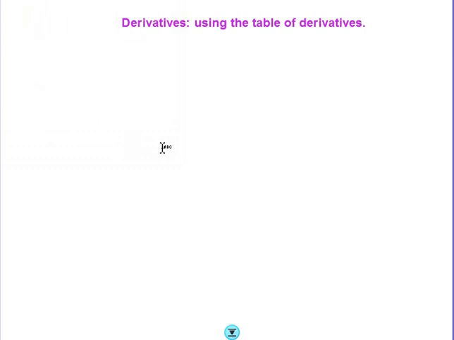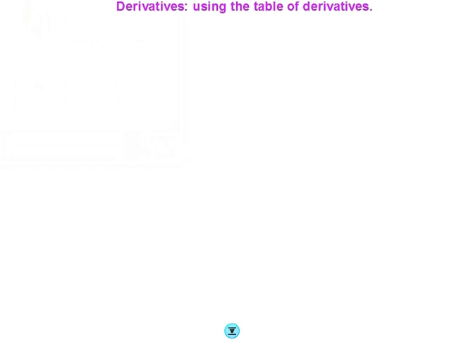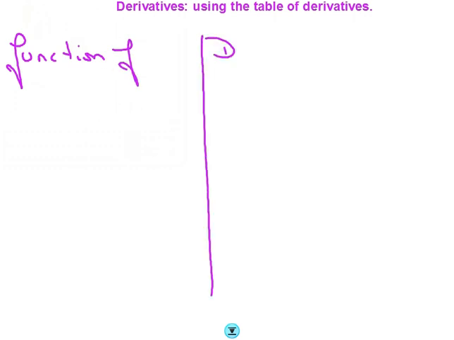Okay, now we'll use the table of derivatives. We'll take some rules to find the derivative of your function without using the definition of derivative. So we'll start with, here I will draw a table. Here's my function f, and here is its derivative, the derived function f prime, the notation of derivative.